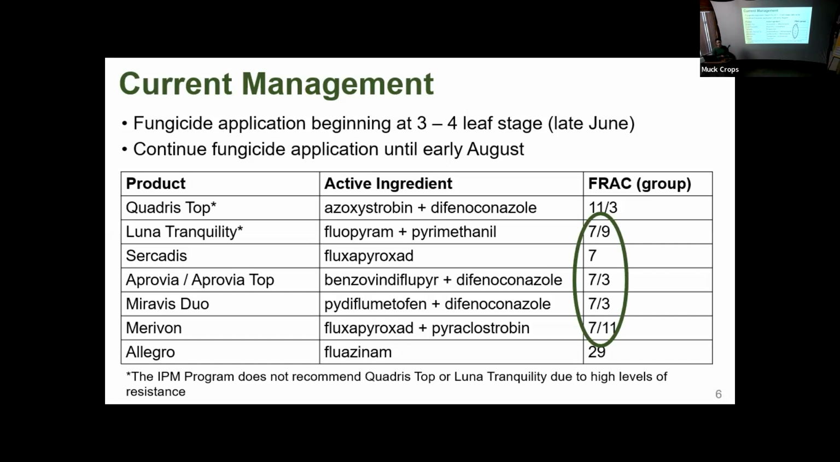And unfortunately, we have seen some resistance develop. So the IPM program doesn't recommend Quadris Top or Luna Tranquility anymore due to high levels of resistance. So this makes it even more difficult to rotate with the group 7 fungicides because Quadris Top was a group 11 and 3. So that leaves Allegro as the only fungicide that's registered for Stemphylium, which doesn't have a group 7 active.